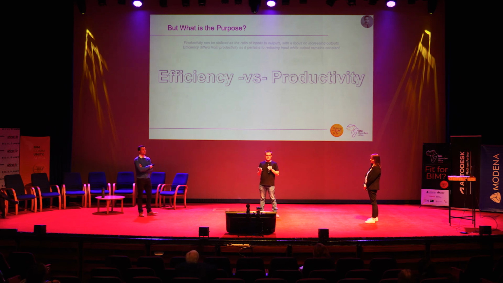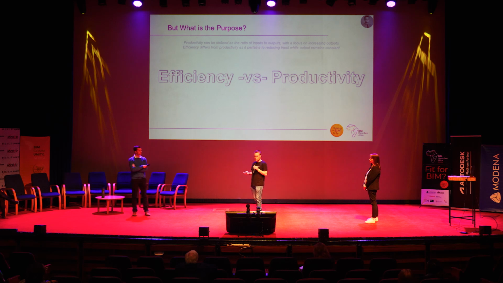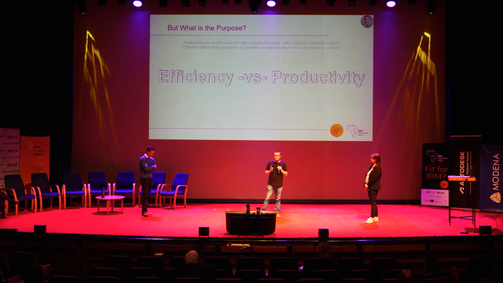So productivity is the ratio of inputs to outputs. We want to increase the outputs. If you think of a factory, the more cars we can build, the more we can produce in the same amount of time. For efficiency, we're looking at reducing the input or the complexity that we need for the same amount of output. And from my viewpoint, a lot of what we're talking about with BIM, standardization, reducing the friction that we have with all of these different data formats and interchange to do something with it, that's where a lot of the focus lies on the efficiency.